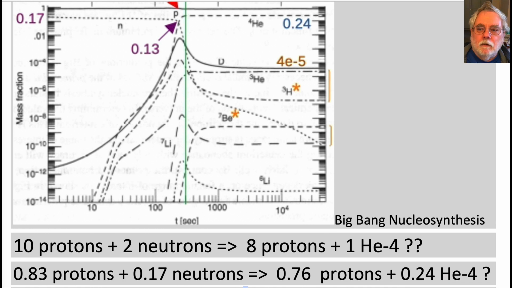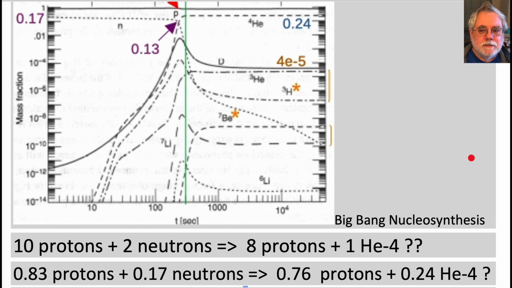Since the helium-4 contains 2 protons and 2 neutrons, the right-hand side has more total protons and fewer total neutrons than the left-hand side. This is because each free neutron decays to a proton, an electron, and an electron antineutrino with a half-life of 10 minutes. So some of the free neutrons turn into protons during this 5-minute period of Big Bang nucleosynthesis.